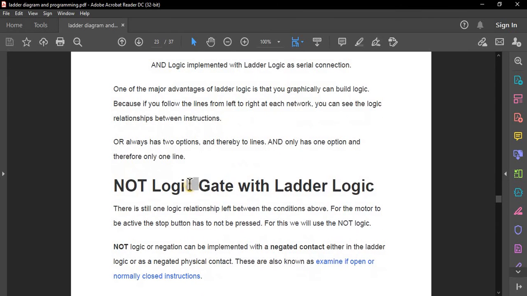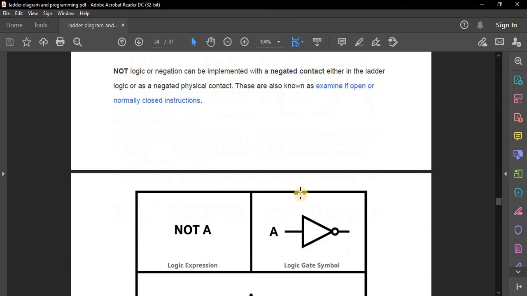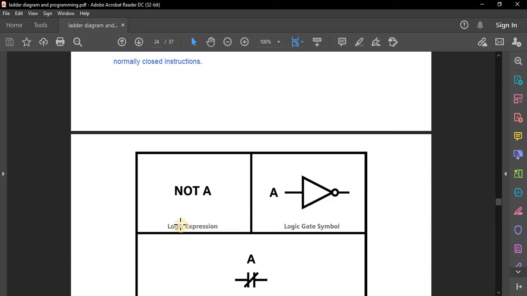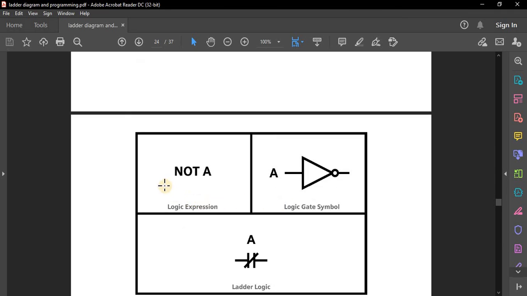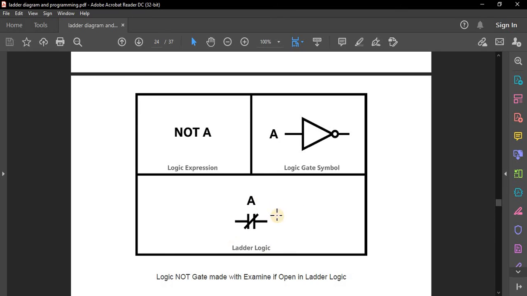Now the next one is the NOT logic gate with ladder logic. This is the logical expression for not A. You already know what the output of NOT is. You can see here there is a circle after the symbol for NOT. This is the logical operation not A. This is the gate symbol, and this is what the ladder logic expression for not A looks like.